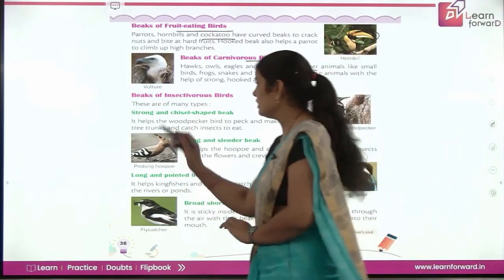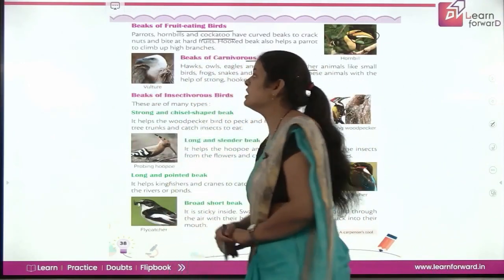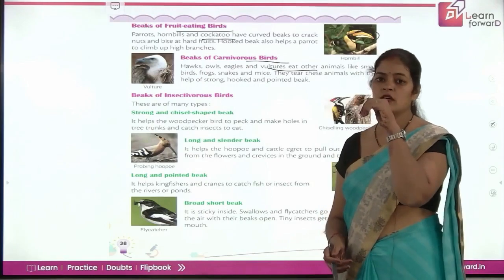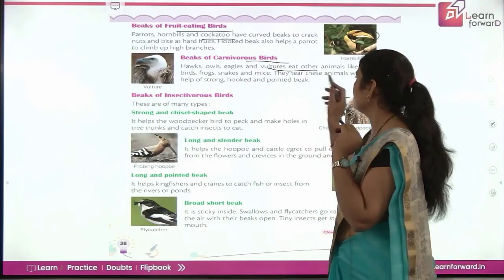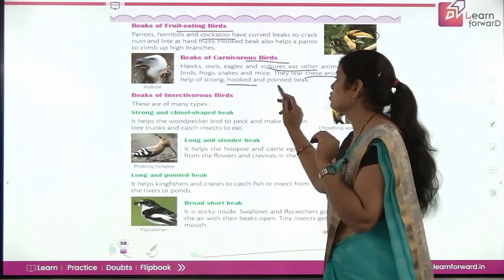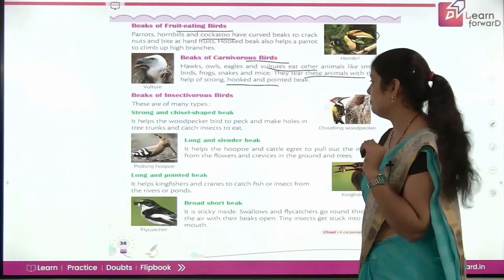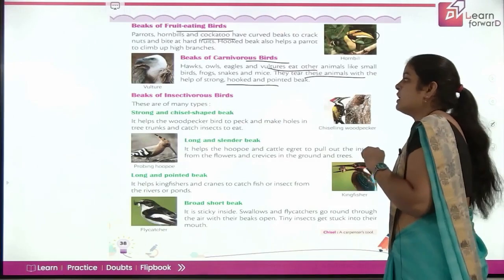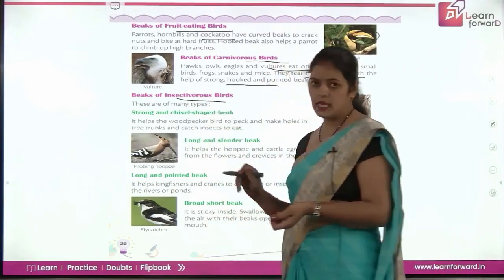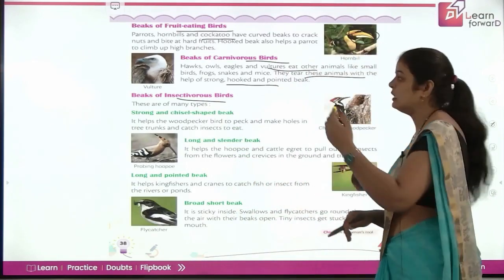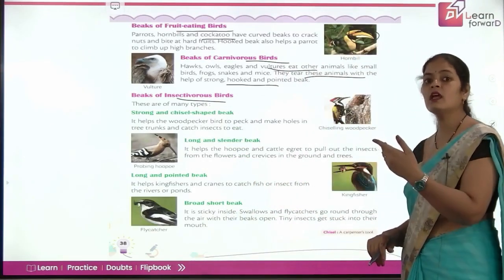Can you see here this beak of a vulture? It is slightly hooked, very pointed and hard, very strong. So what happens? They just tear the animals with these strong, hooked and pointed beaks. Okay, now next is the beak of insectivorous birds. Majorly the birds fall in this category, because most of the birds eat insects.